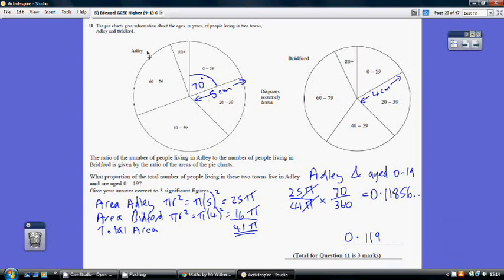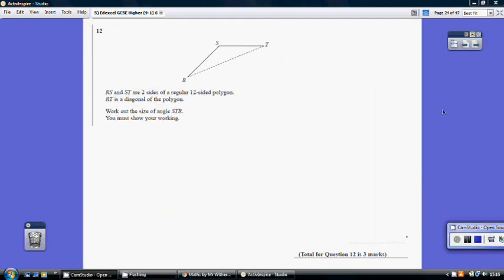So the area, remember an area of a circle is pi r squared, for Adley is going to be pi times 5 squared, which is 25 pi. For Bridford it's going to be pi times 4 squared, which is 16 pi. The total area overall is these two added together, which is 41 pi. So what proportion of the total area is Adley? Well, it's 25 over 41.